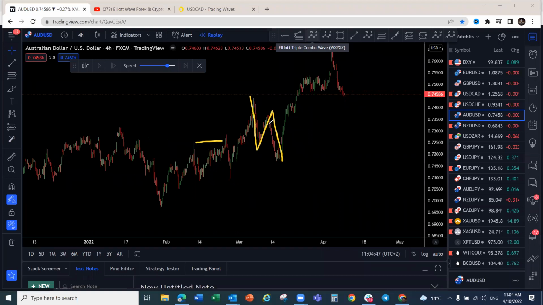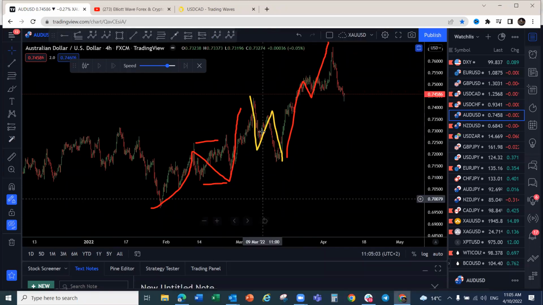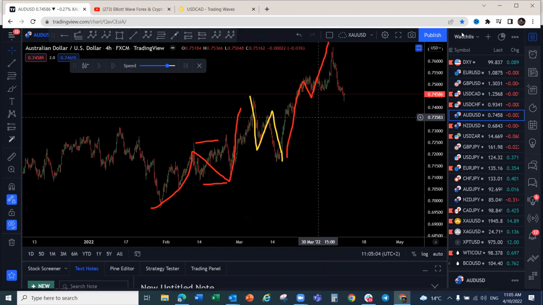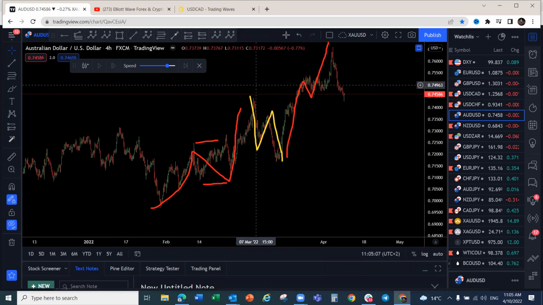Here you've got, I'm going to use a different color here so you can see why I'm saying that is a double combination here. That's a double correction. 1, 2, 3 there. Then you've got here 1, 2, 3. Textbook WXY corrective structure there. So you can see 1, 2, 3 there, 1, 2, 3, bigger one. That is an X. Let's use this degree here. So we're using yellow here. That is W, that is X, and that is Y.